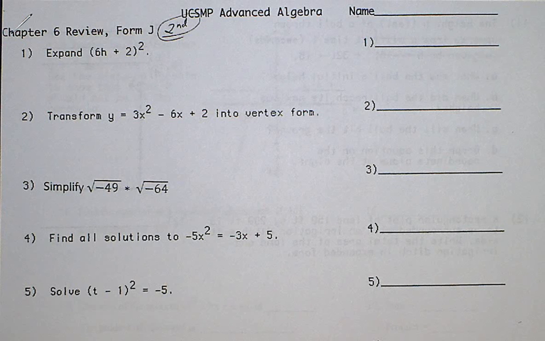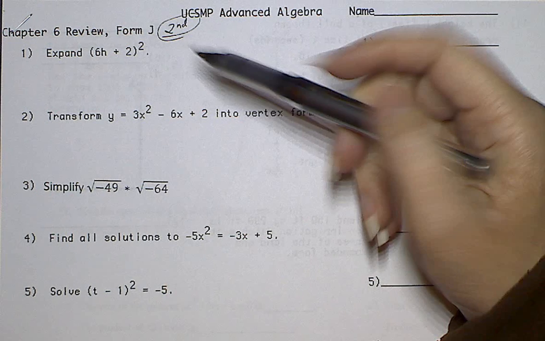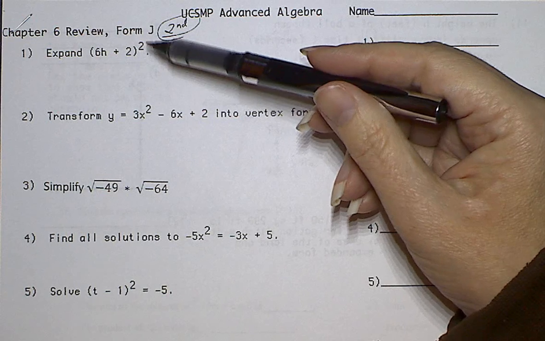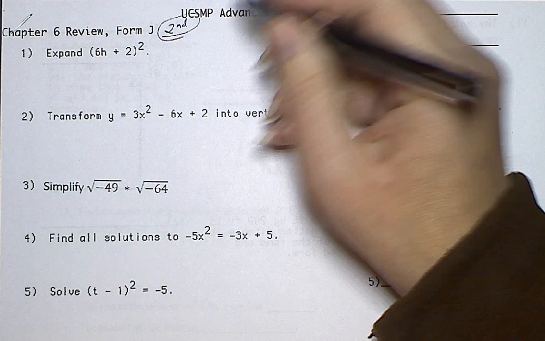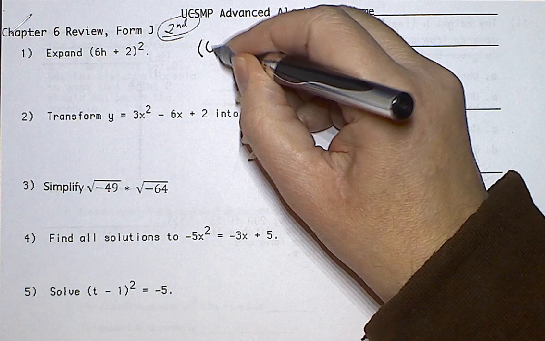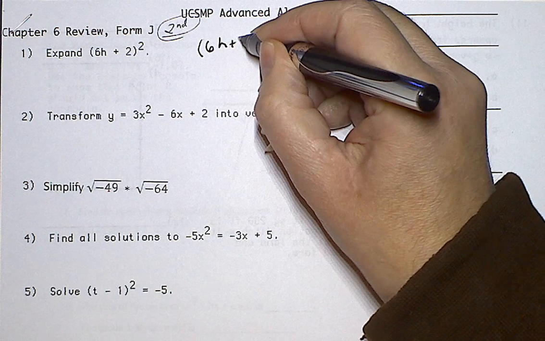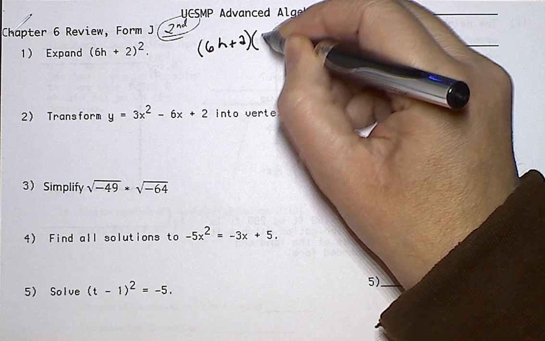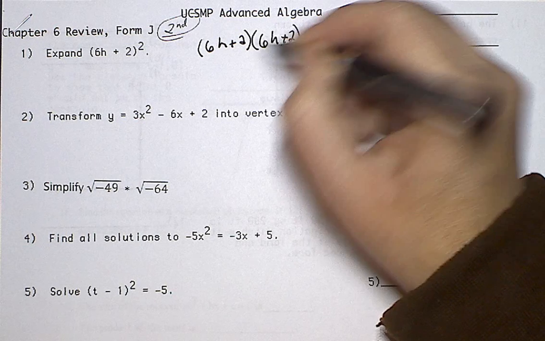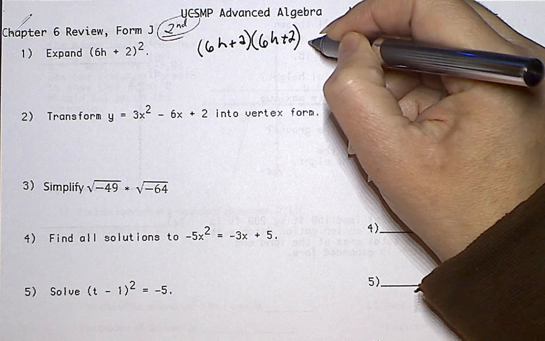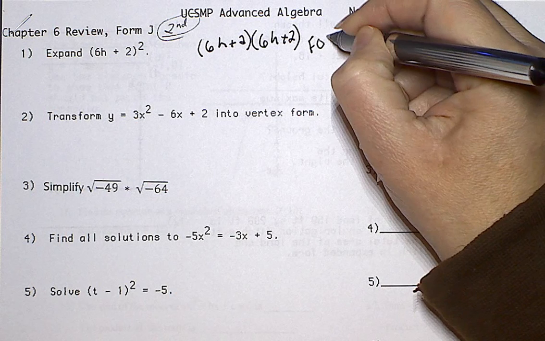Alright, here we have the Chapter 6 review, Form J, and this is the second review that you got. It says expand (6h + 2) squared. There's two ways to do it. You can go (6h + 2) times (6h + 2), or you could simply do that shortcut. But if you don't know the shortcut yet, I'm just going to FOIL it with you.